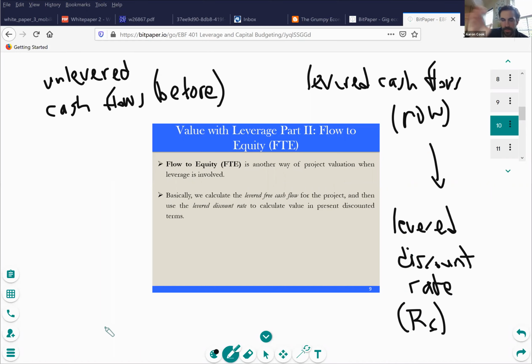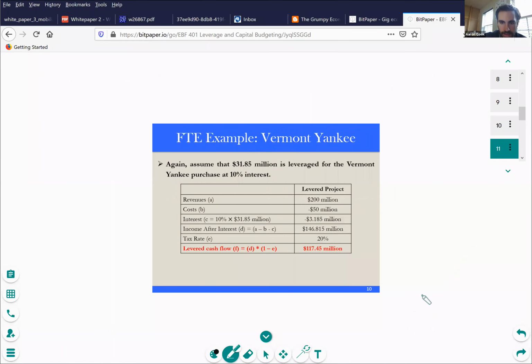Okay, so what's the difference between unlevered cash flows and levered cash flows? Let's look at the example. Remember, unlevered cash flows were 120 million from before.